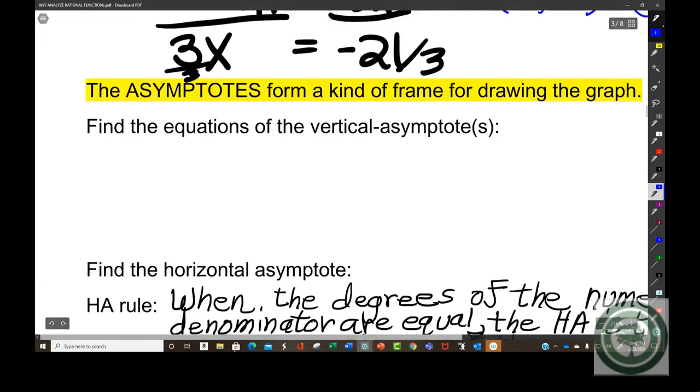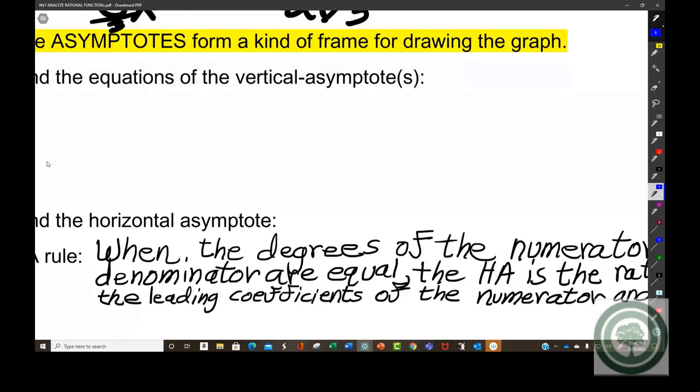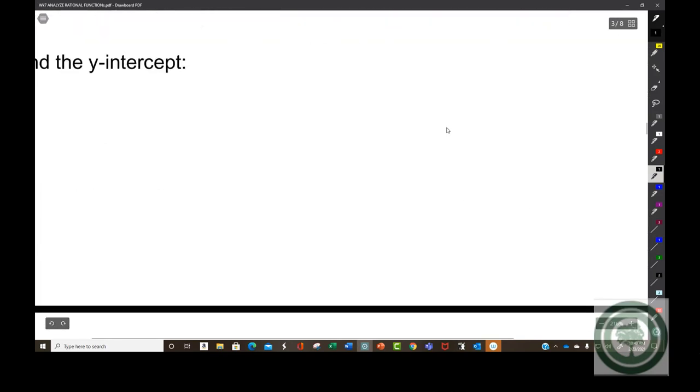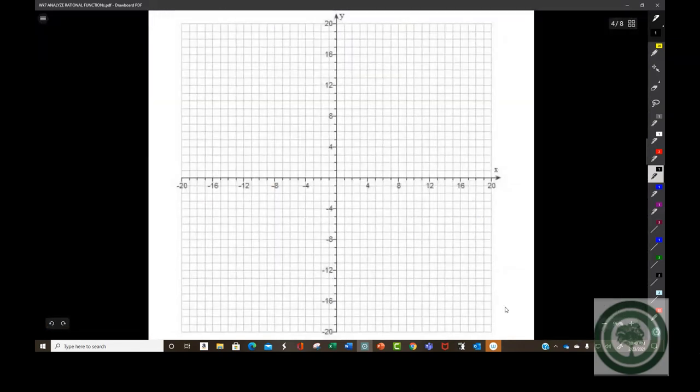Okay, so find the equation of the vertical asymptote. No prob. Negative 7, but not just negative 7, because we're looking for the equation of the vertical asymptote. So that's going to be x equals negative 7. And that's just the equation of the vertical asymptote. So we have one vertical asymptote here. Might as well go ahead and draw it. Negative 7. I hope you're negative 7. Yes. Okay. Just one. Notice we just have one.